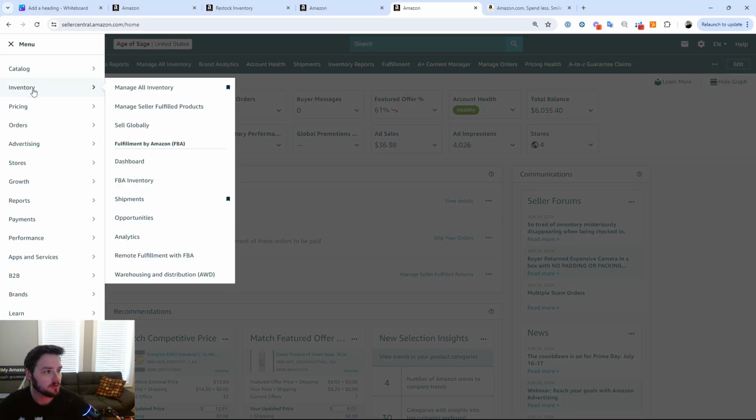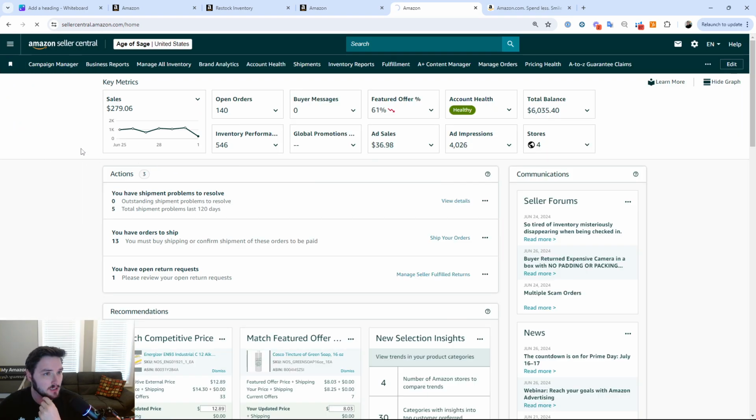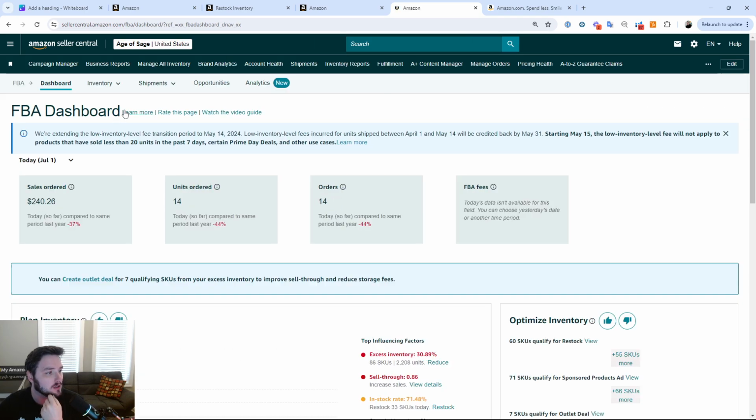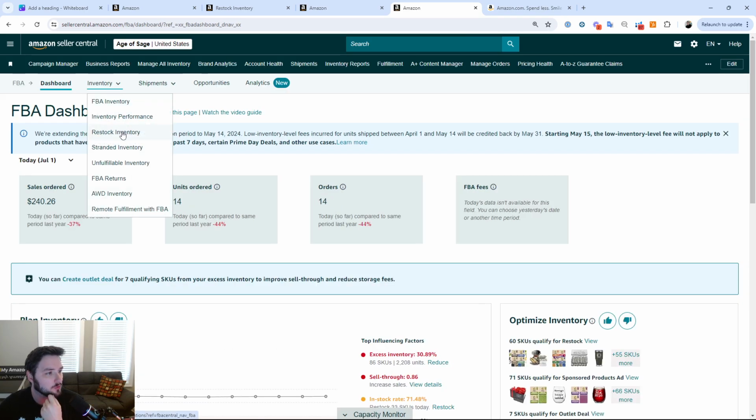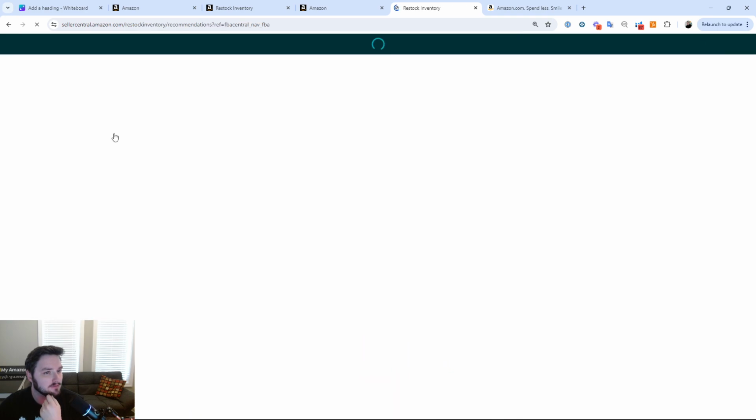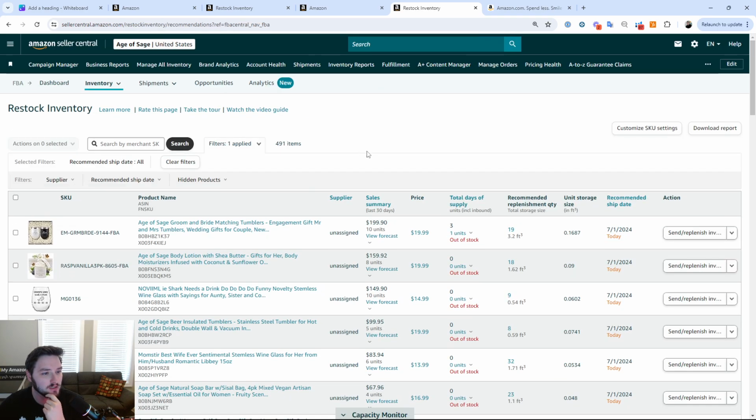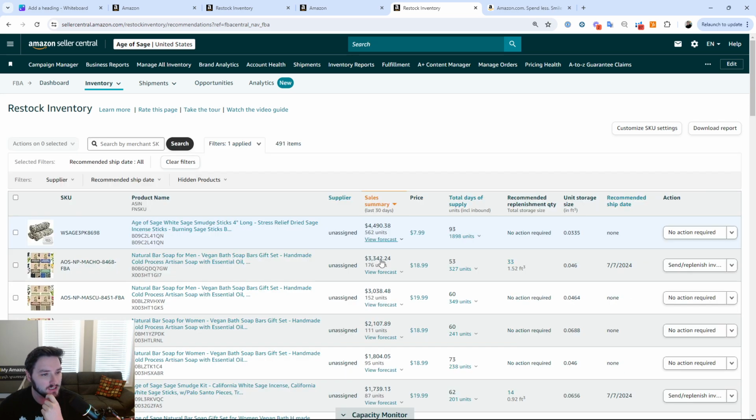You can come over here to inventory, then go to your inventory dashboard for FBA. Once you go to your inventory dashboard, we're going to come down here to restock inventory. This restock inventory is going to give us a good idea of all of our products. We'll just do it by sales summary right now for the last 30 days. And this is going to tell us a lot of information.